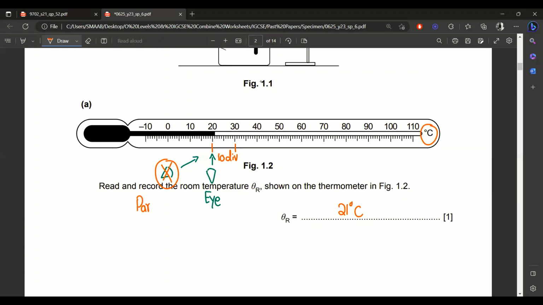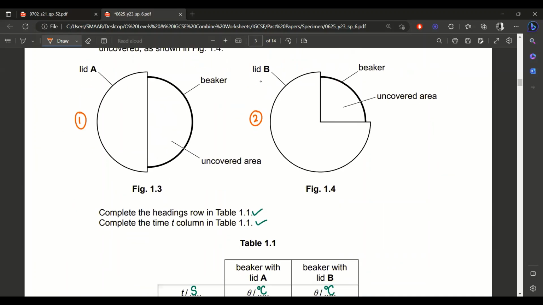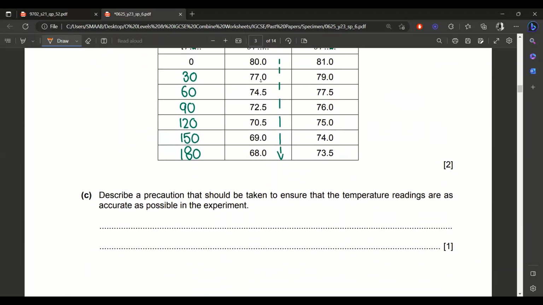That is known as parallax error, right? So avoid the parallax error, because most of these precautions are new for us, because we don't talk about precautions in paper 2, paper 1 and paper 4. That's why a few things are repeated in P6. Once you solve the question, it will be easy.